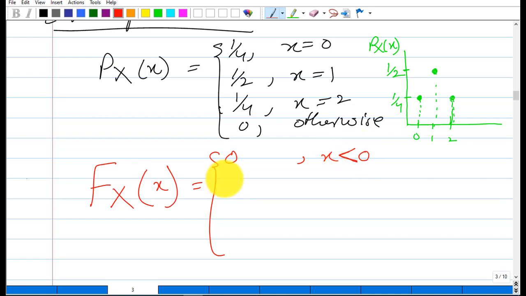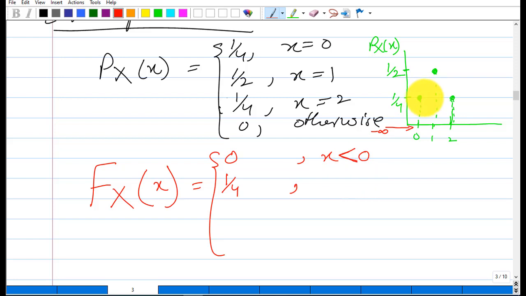Okay, then we are moving from minus infinity, where it was 0, and when we reach 0 we find a probability is defined here, which is 1 by 4. So we have to add it to the previous value. The previous value is already 0, so 0 plus 1 by 4 is 1 by 4. And it is defined from where to where.